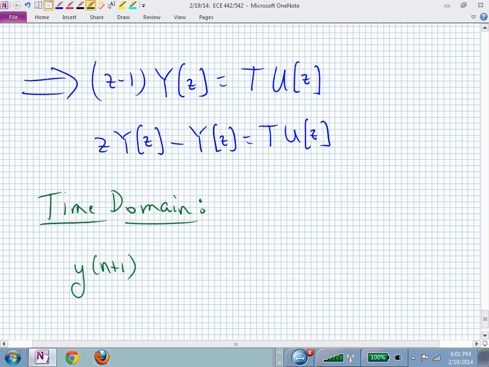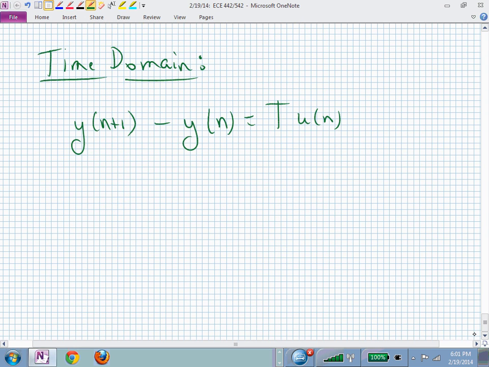And I'm going to suppress the t in the argument, but that's y of n plus 1. Where do I want to go? Let me say that's minus y of n is equal to t u of n. Or if I solve that for y of n plus 1, then I have this formula.